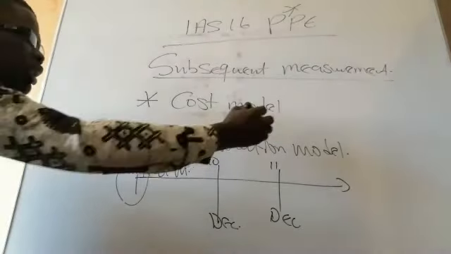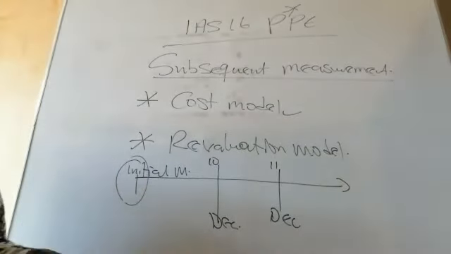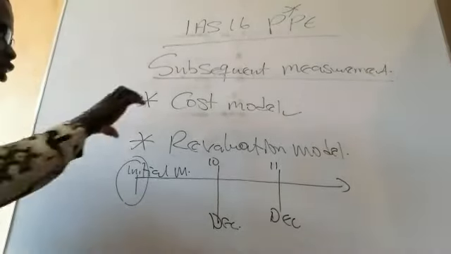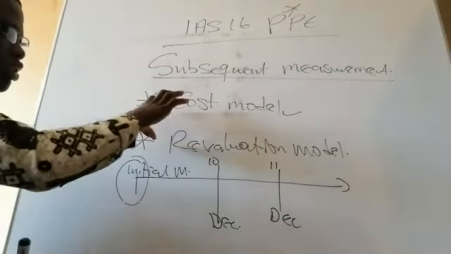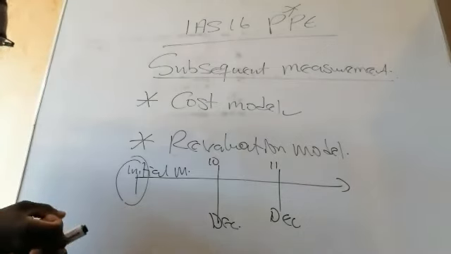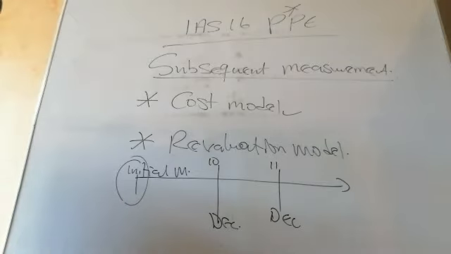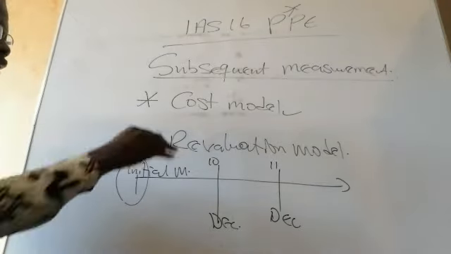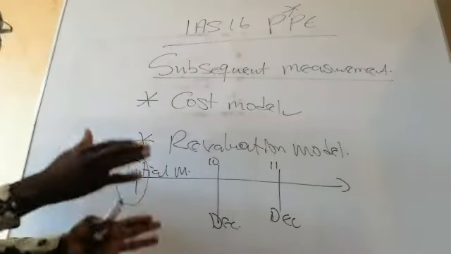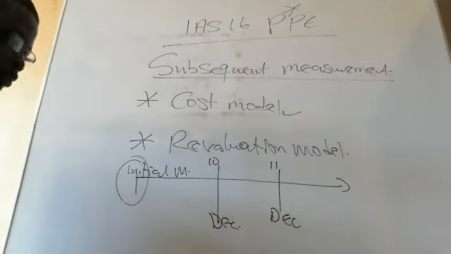Now let's look at the cost model. What does the cost model say? In fact, with both models, we are looking for a value to be placed on the asset, and that value we call the carrying amount. These two models or methods are just giving us a method to arrive at the carrying amount. The direction this one is coming from is slightly different from this one, but both of them are looking for one item.